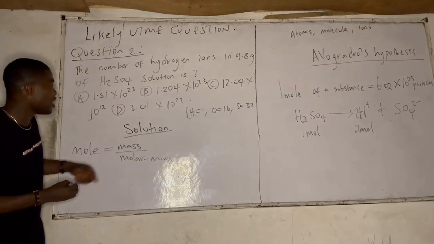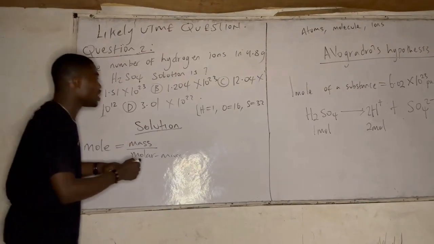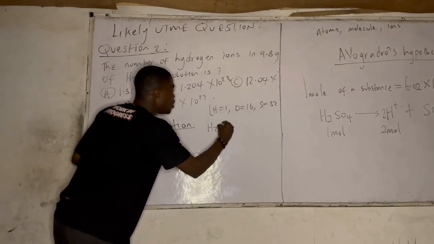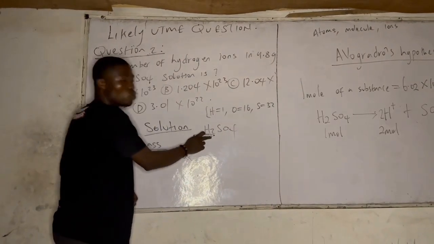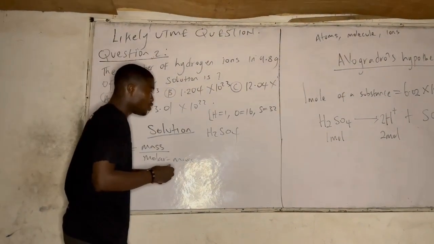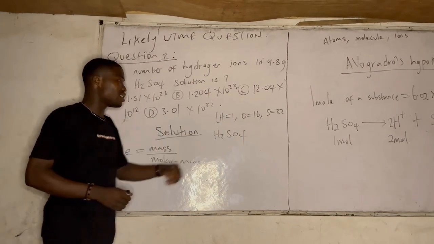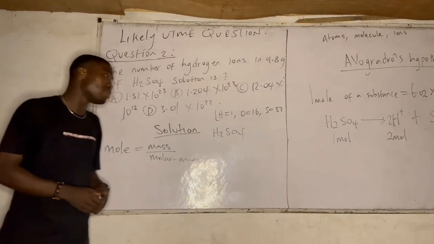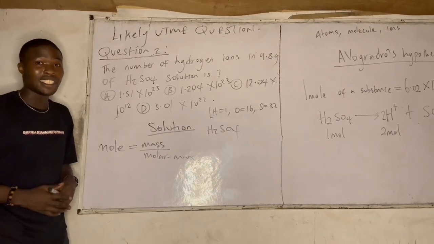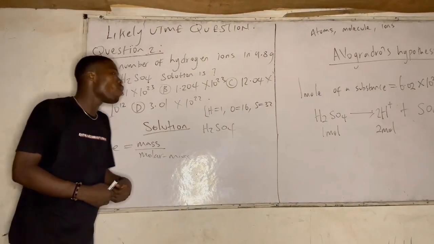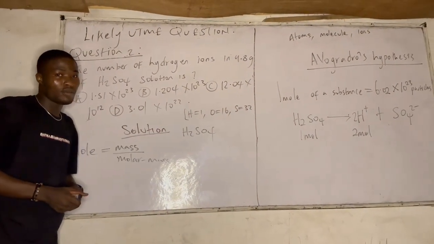So we need to calculate the molar mass of H2SO4. H2SO4 is 2 hydrogen, 1 sulfur, which is 32, and O is 16. Molar masses are constant. They are sometimes given in questions. For UTME cases, they are usually given, but what if they don't give you? Just know them. Are we there?